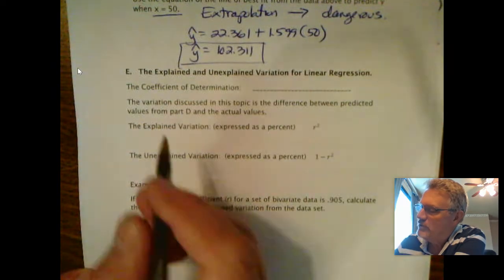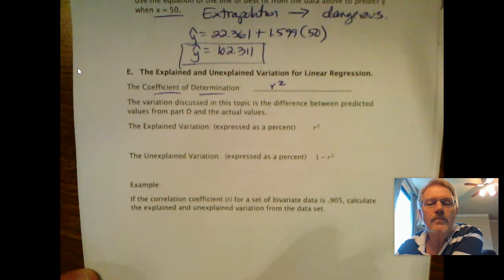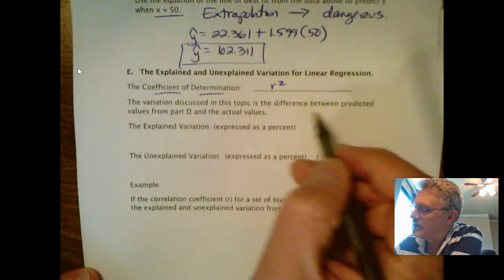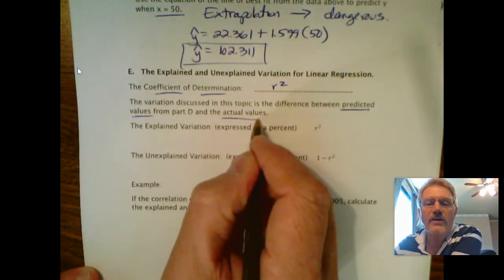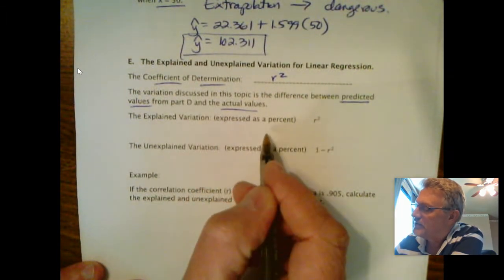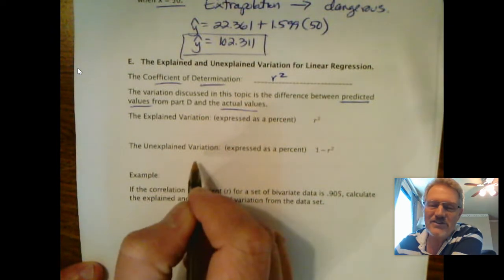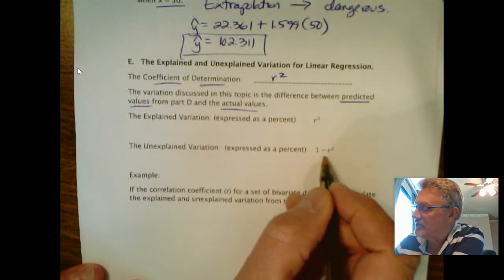Okay, so we have a new name, the coefficient of determination, and that's the name for r squared. So r is a correlation coefficient, r squared is the coefficient of determination. The variation discussed in this topic is the difference between the predicted values and the actual values that occur. The explained variation expressed as a percent is r squared. The unexplained variation, expressed as a percent, is 1 minus r squared.